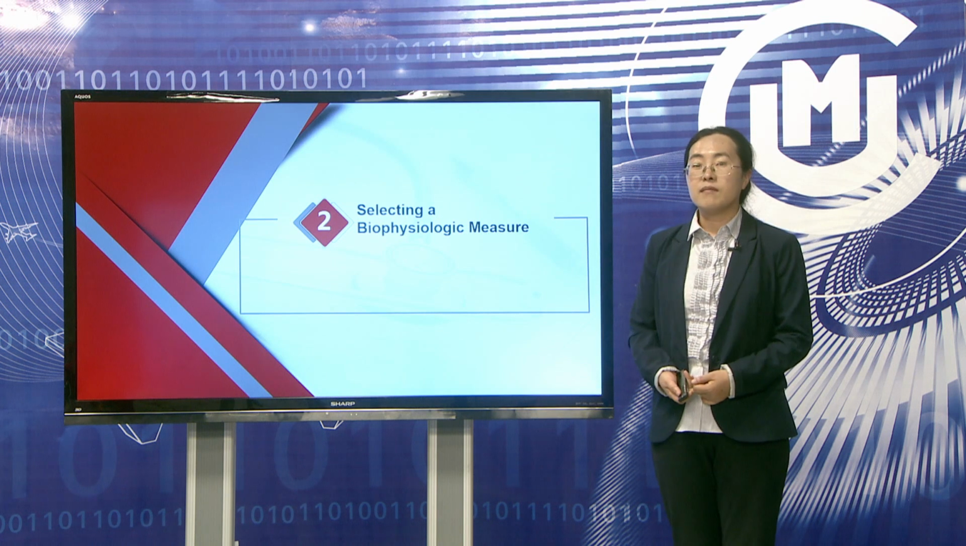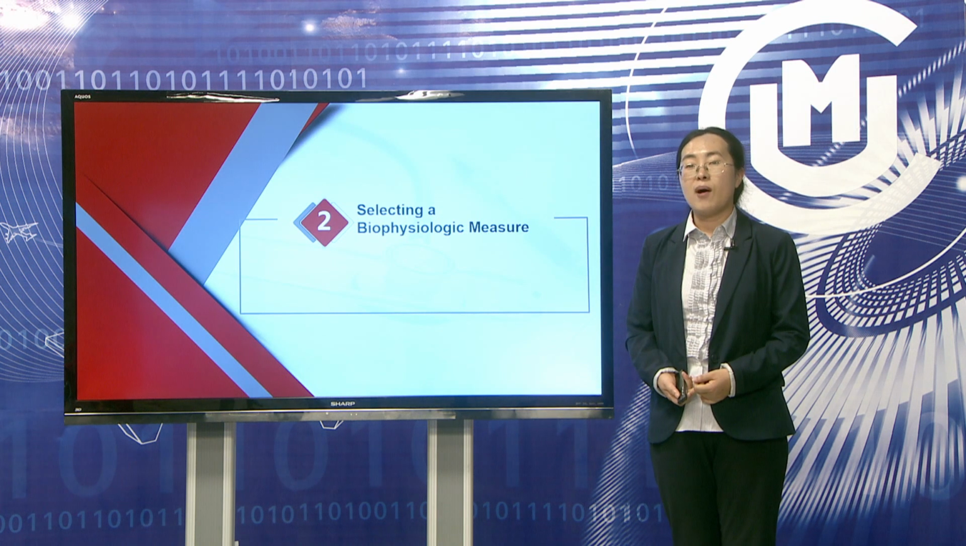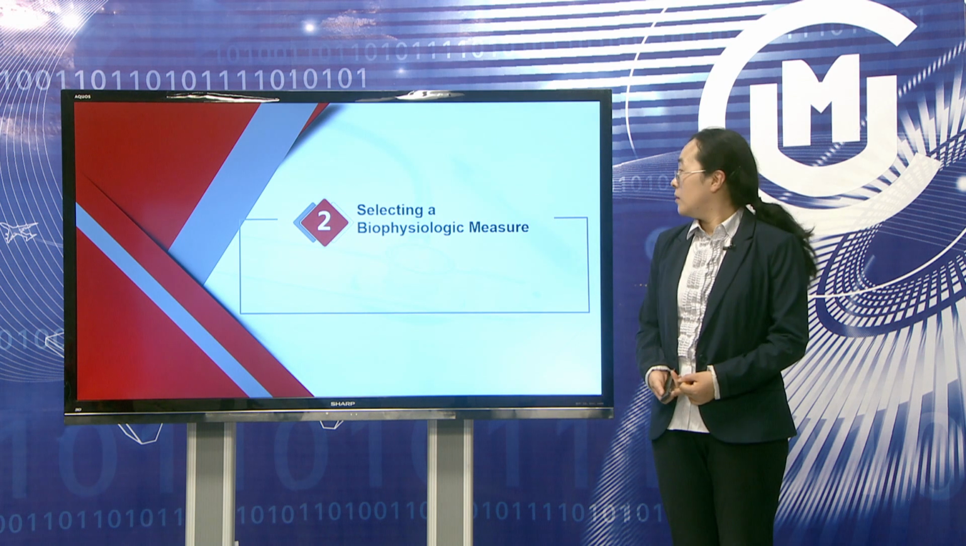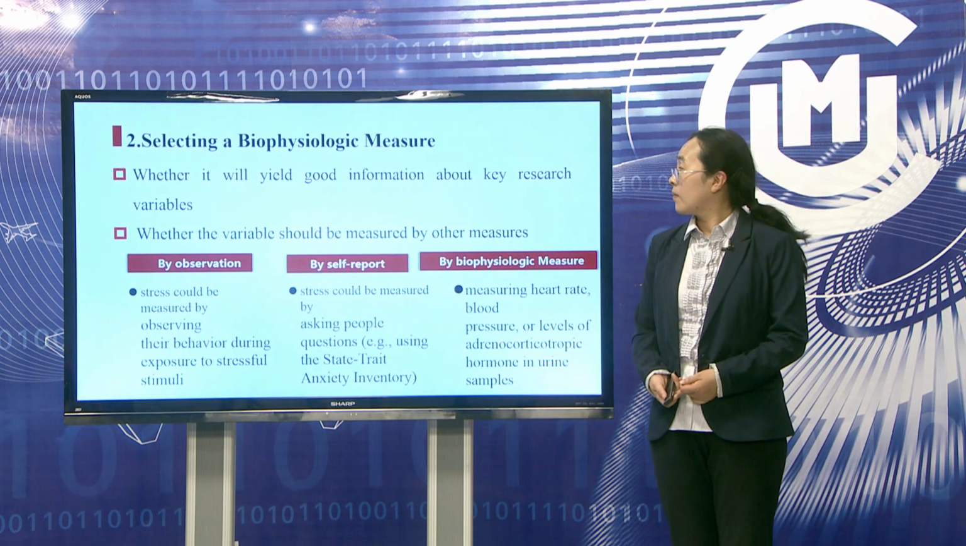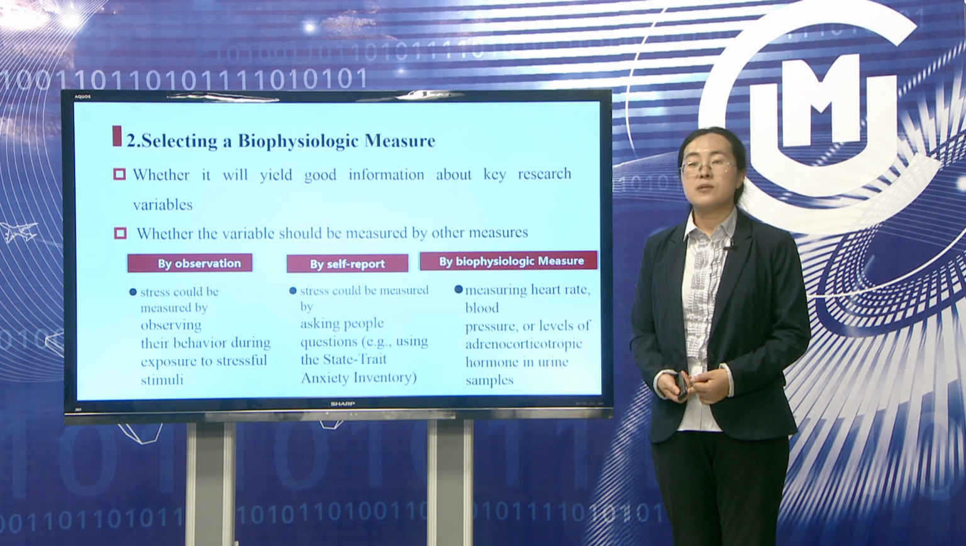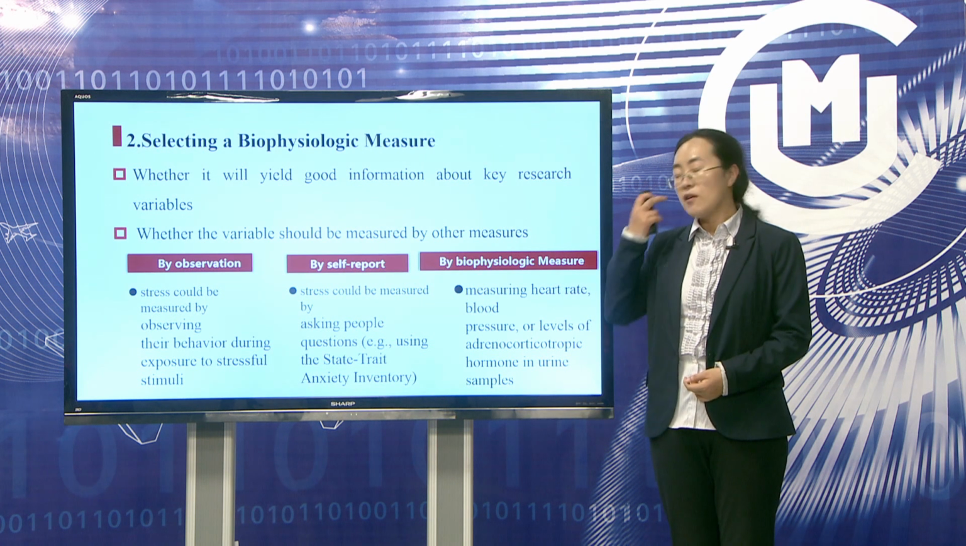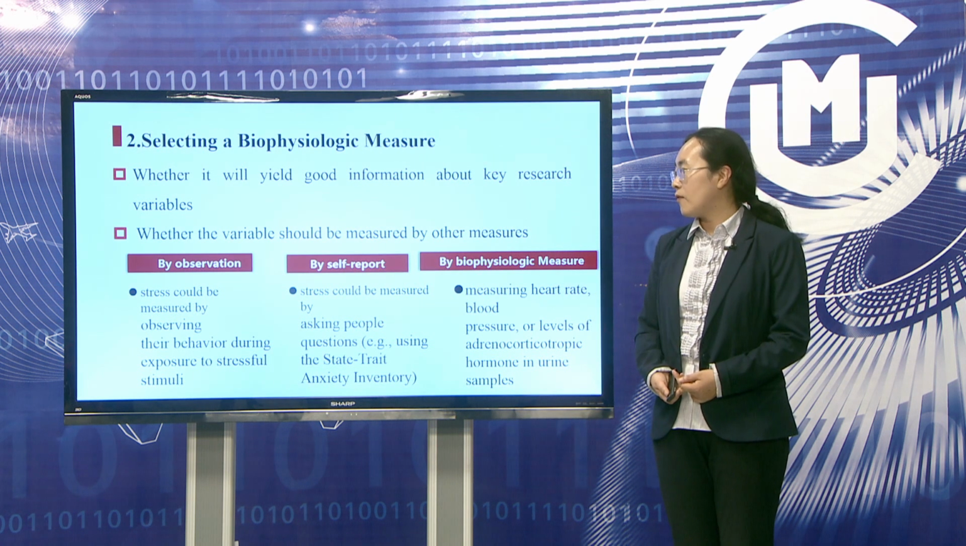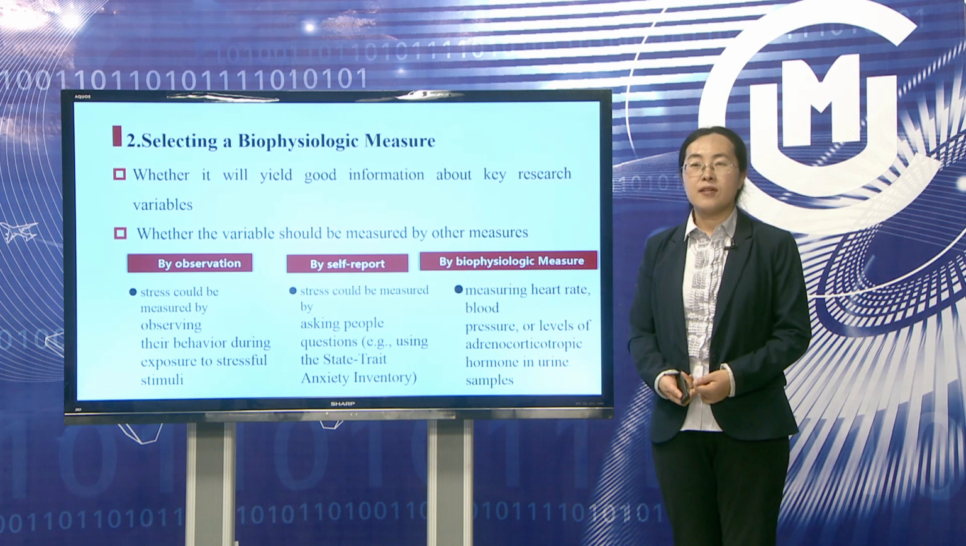So the next section is about how to select a biophysiological measure in nursing studies. The most basic issue in selecting a physiological measure is whether it will yield good information about the key research variable. In some cases, researchers need to consider whether the variable should be measured by other measures.